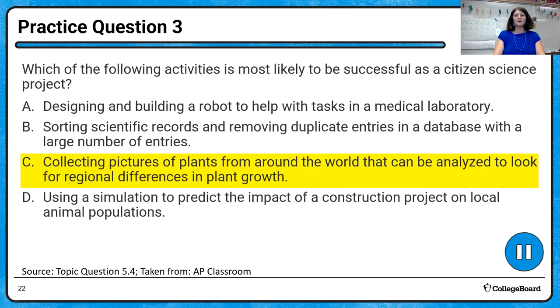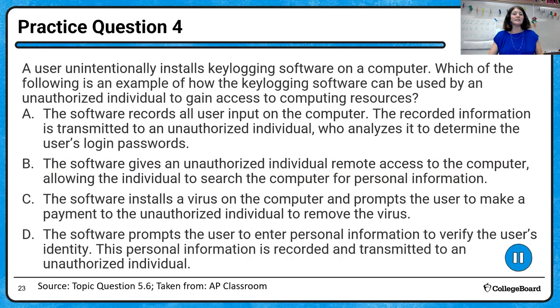Moving on, question number 4. A user unintentionally installs keylogging software on a computer. Which of the following is an example of how the keylogging software can be used by an unauthorized individual to gain access to computing resources? The software records all user input on the computer. The recorded information is transmitted to an unauthorized individual who analyzes it to determine the user's login passwords. The software gives an unauthorized individual remote access to the computer, allowing the individual to search the computer for personal information. The software installs a virus on the computer and prompts the user to make a payment to the unauthorized individual to remove the virus. The software prompts the user to enter personal information to verify the user's identity. The personal information is recorded and transmitted to an unauthorized individual.